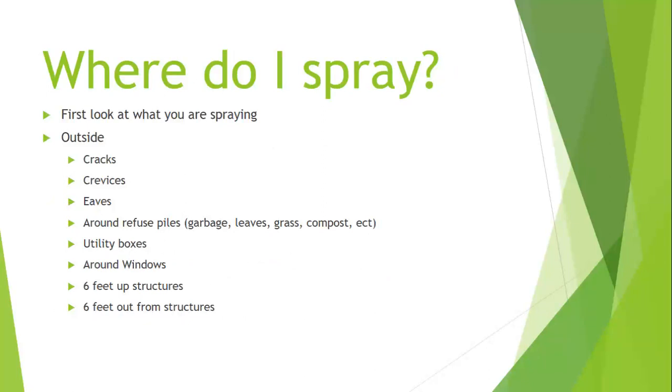As far as where I spray, this is just going to be super quick, because this was supposed to be more on the chemicals itself and what to use. So when you are spraying, look outside where the bugs are. They're going to be outside in the cracks, the crevices, the eaves, around refuse piles like garbage, leaves, grass, and compost. A good place for them to hide is utility boxes, around windows, 6 feet up from structures and 6 feet out from structures is usually where I will spray. I also often do a perimeter around the entire yard, depending on where I live, or just around the fence perimeter to make sure any bugs that are coming in or out of my property are dying.